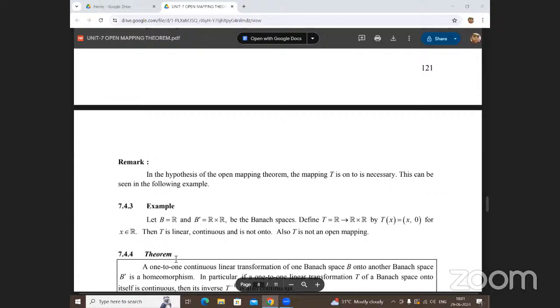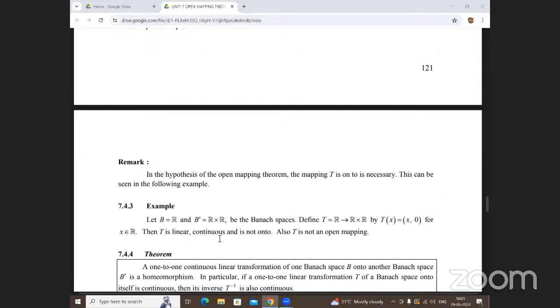When the radius is 0, then automatically the transformation is linear and continuous, but not onto, because the radius also approaches 0. So that's why the transformation is not onto, so the mapping, the transformation, is not an open mapping.